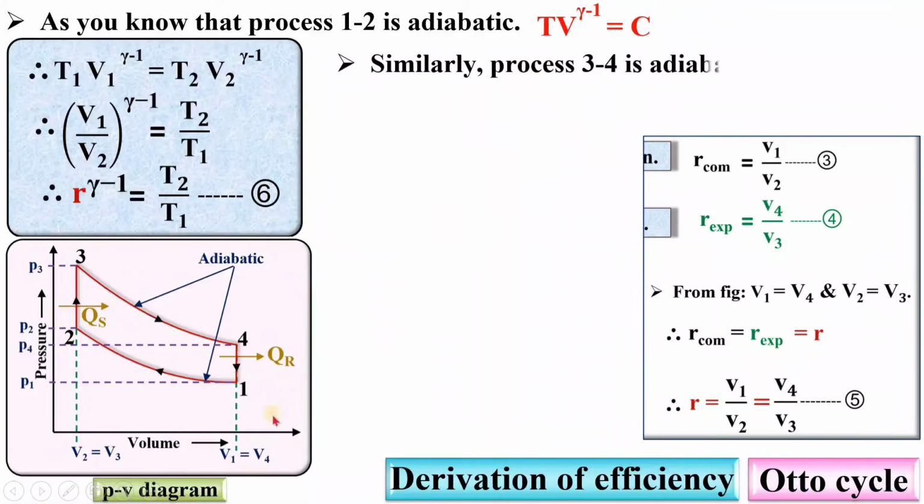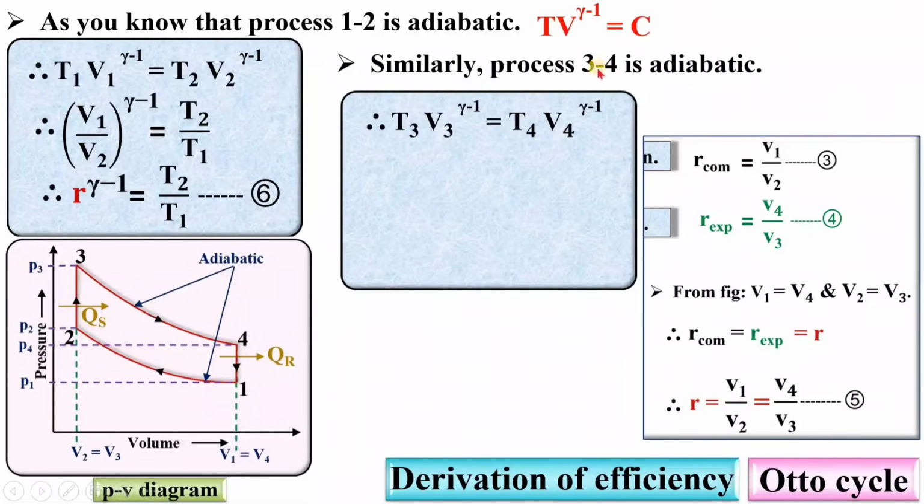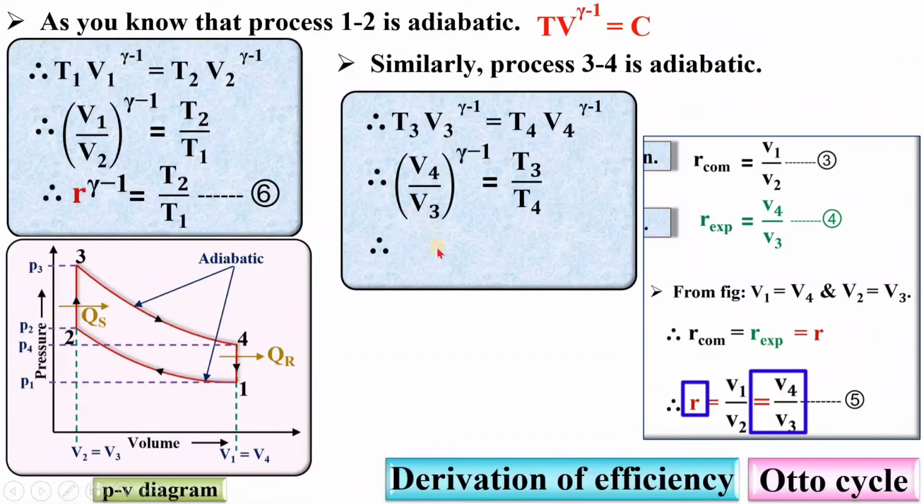Now similarly, you can consider the process 3,4. The same governing equation for 3,4 process. So it is T3 V3 raised to gamma minus 1 is equal to T4 V4 raised to gamma minus 1. So I can say (V4 by V3) raised to gamma minus 1 is equal to T3 by T4. Now once again V4 by V3 is equal to r. So I can say r raised to gamma minus 1 is equal to T3 by T4. Let's say it is equation number 7.